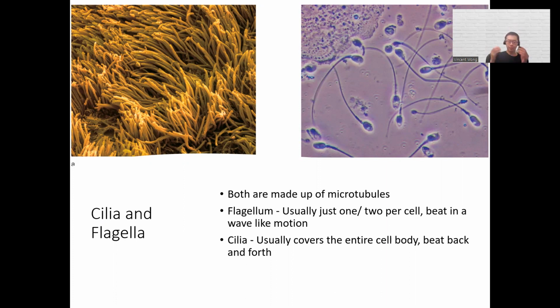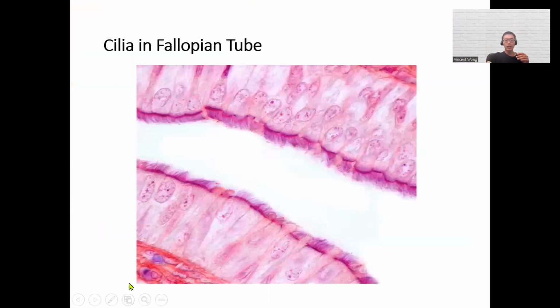Not quite the uterus, but the fallopian tube. For those of you who don't know, the ovaries are where the eggs are released, and from the ovary, the egg needs to travel to the uterus. So this is the picture of the fallopian tube, and these are the cilia.